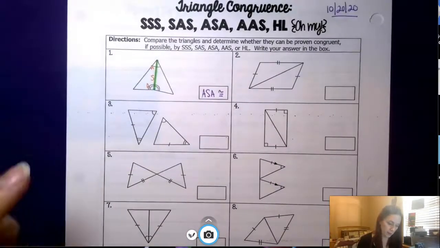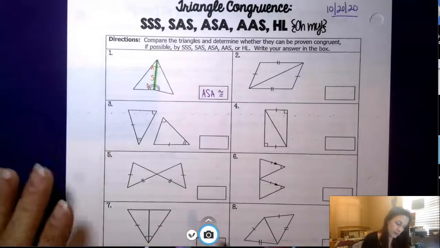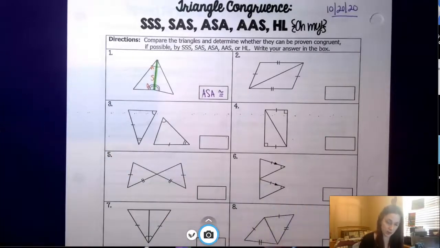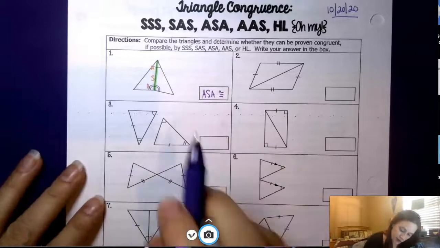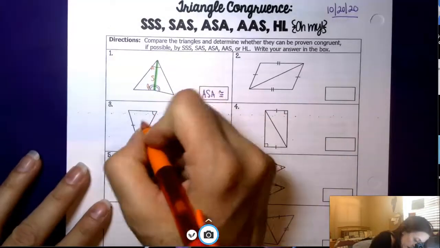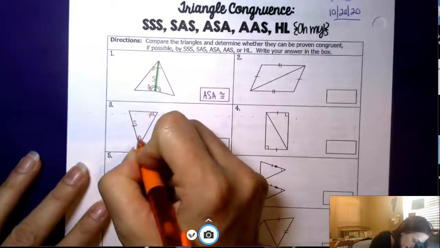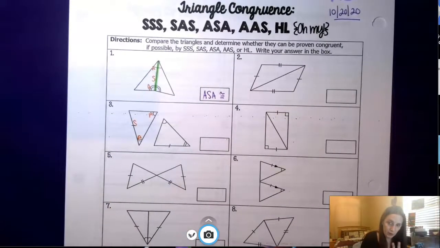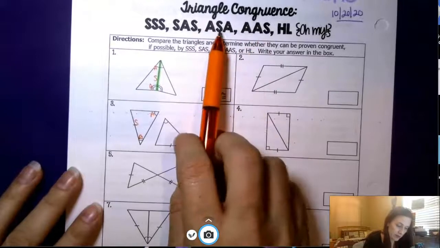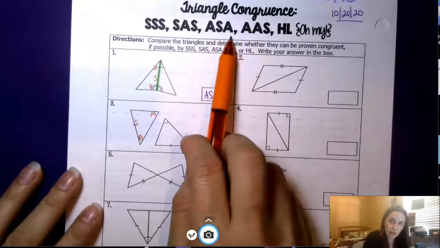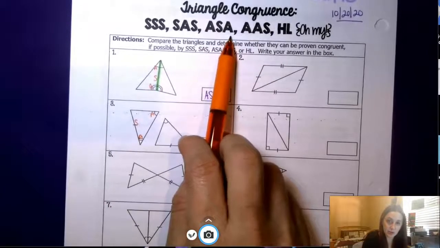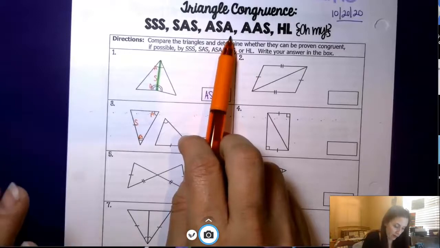Okay, so I'm going to go to number 3 right here. Now these ones aren't touching, so they're not sharing a side, but I do have an angle here, a side here, and an angle. Because I have 2 angles and a side, which means it's going to be this one or this one. I've got to decide, is that side between the 2 angles or not? Is it included or not included?